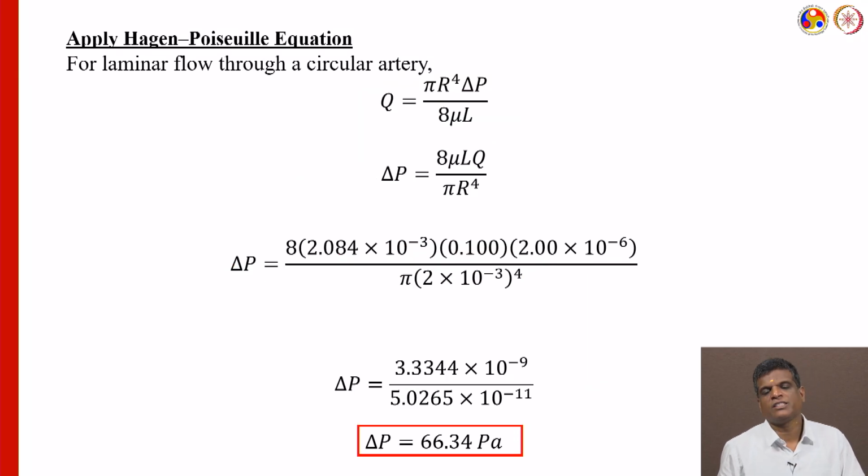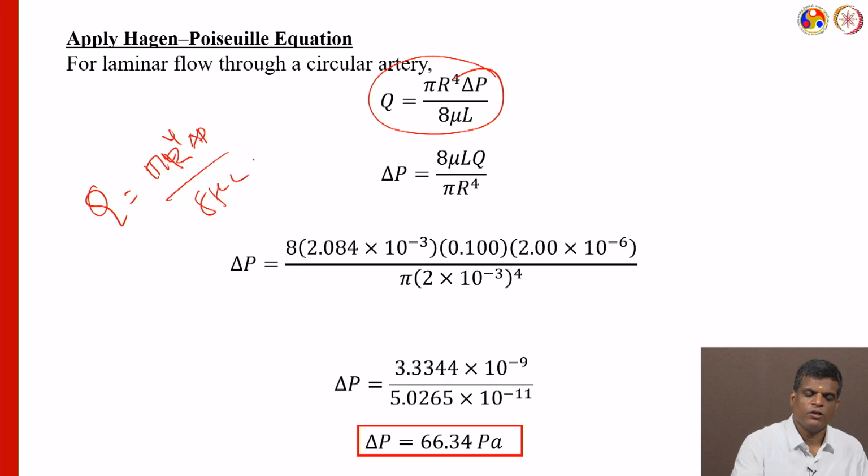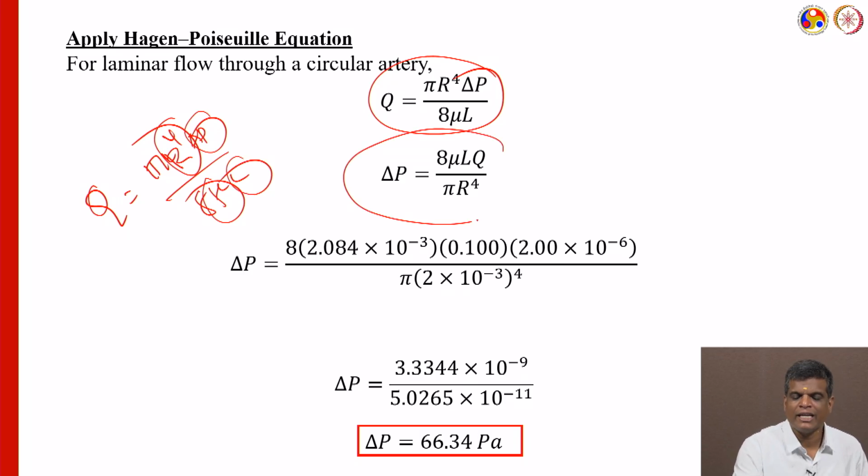Then we use the Hagen-Poiseuille equation. This is a standard formula: Q equal to pi r power 4 delta P by 8 mu L. Here r is the radius, delta P is the pressure drop, mu is the viscosity, and L is the length. From there we can calculate delta P, the pressure drop.